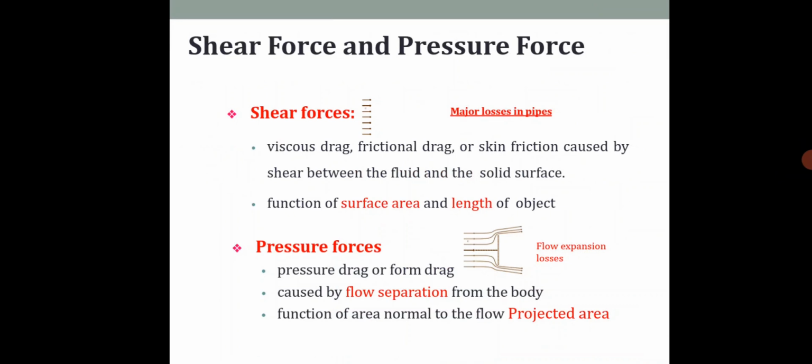What about the pressure forces? For example, flow expansion losses. That is called pressure drag or form drag. Why is it caused? It is caused by the flow separation from the body. So this is a function of the area normal to the flow, the projected area. That is actually a pressure force.